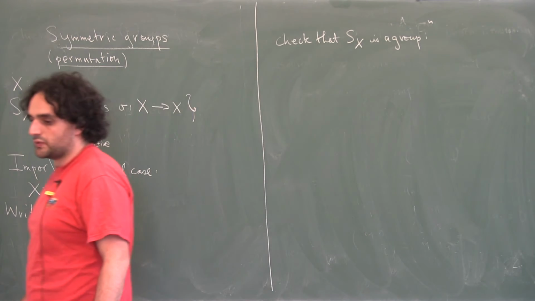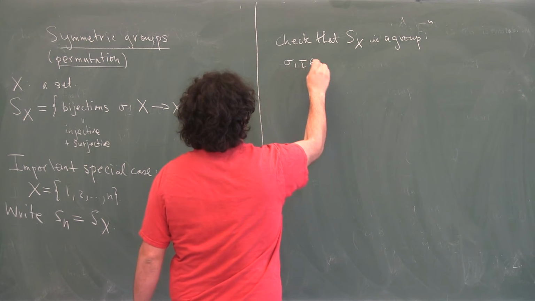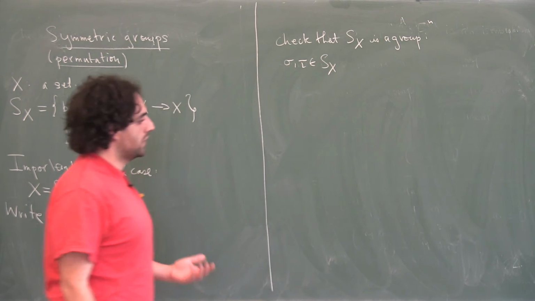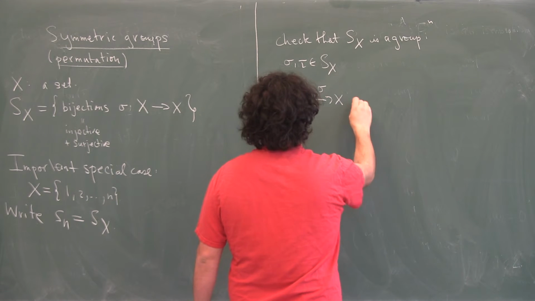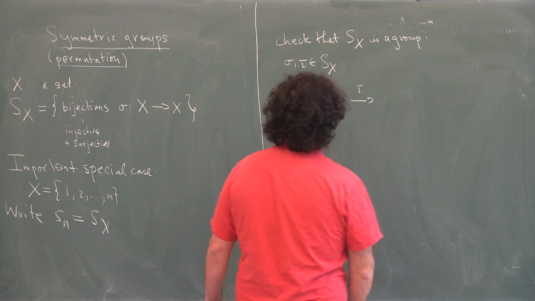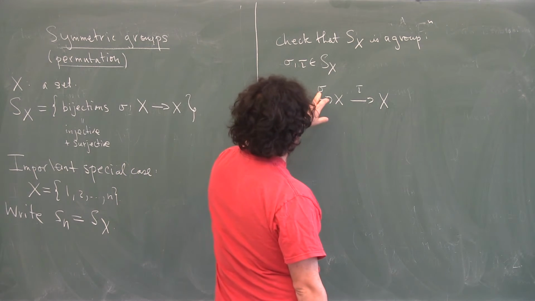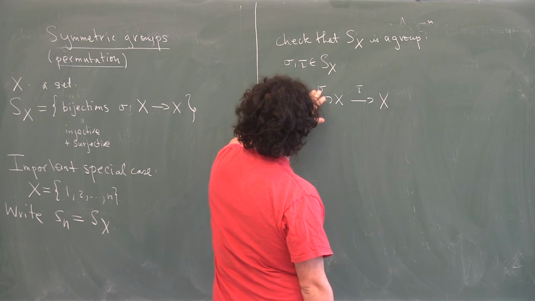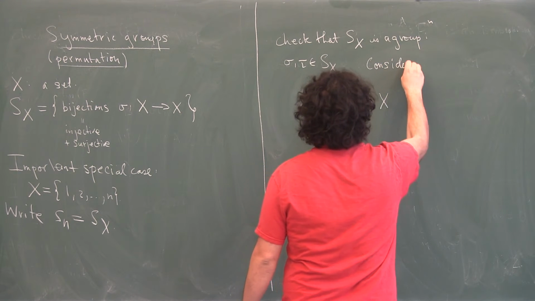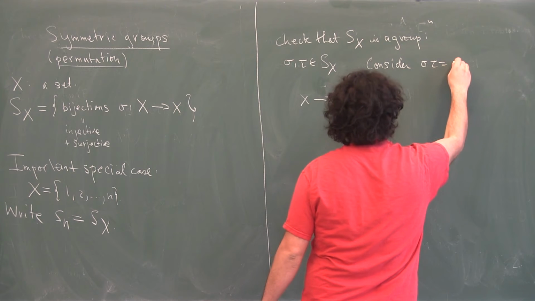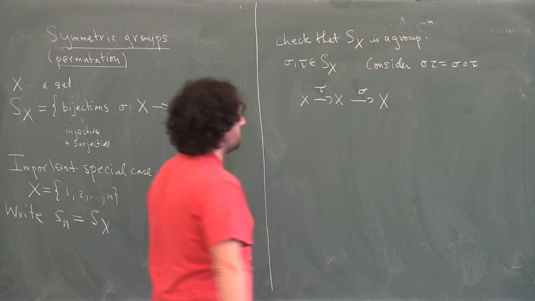So we have to check that it's closed under multiplication. If we have sigma and tau in S_X, that is, sigma is a bijection from X to X, and tau is another bijection from X to X. We think of these as functions. So the product sigma tau is the composition sigma composed with tau. So we should do tau first and then sigma.